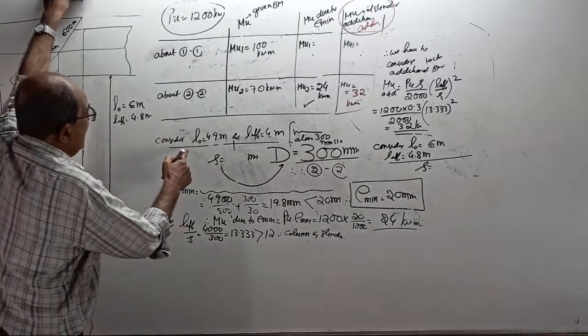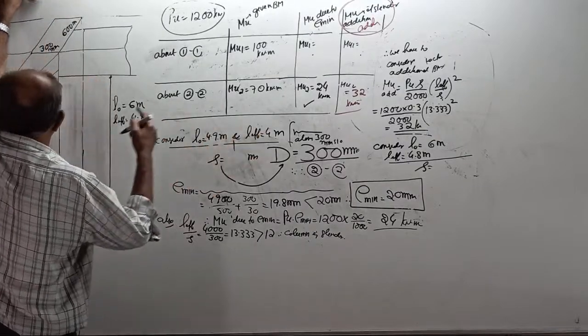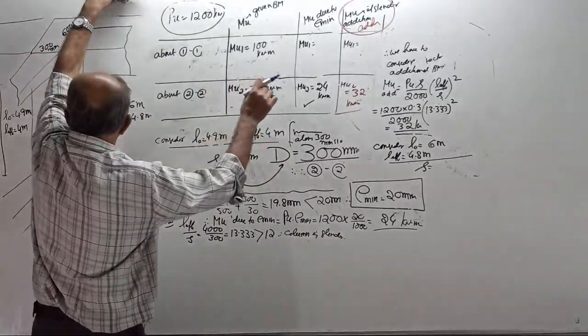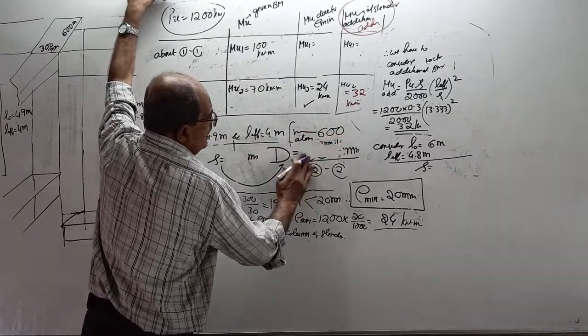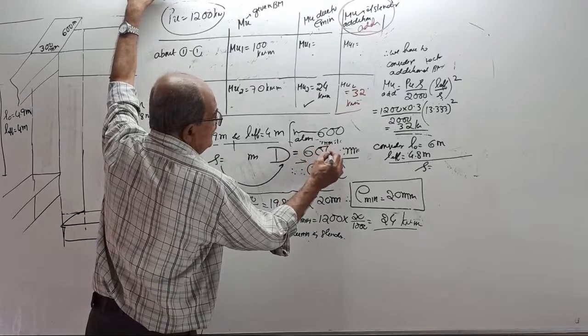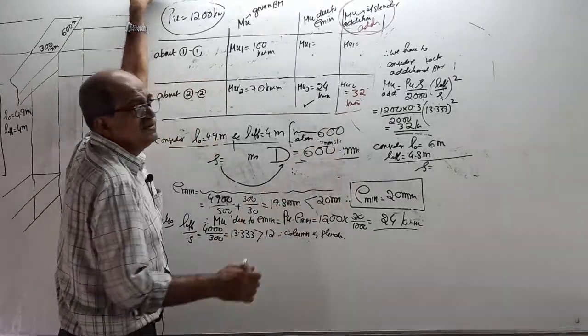So, when you take L naught equal to 4.9 meter and L effective 4 meter, your side to be considered is how much? 600 millimeter. What is 600 millimeter? That means, which is your axis?